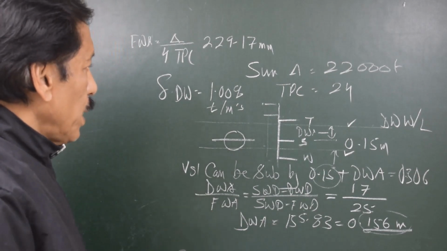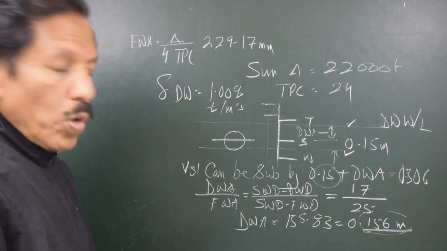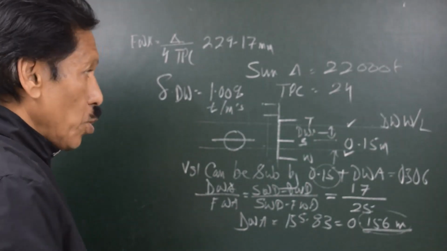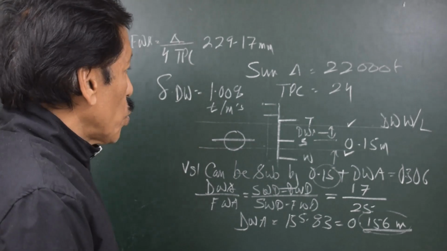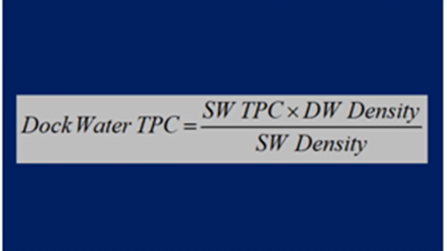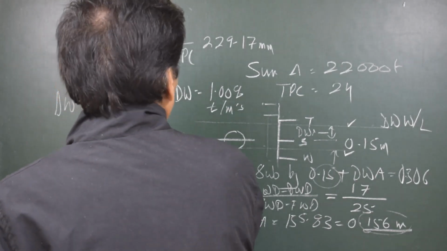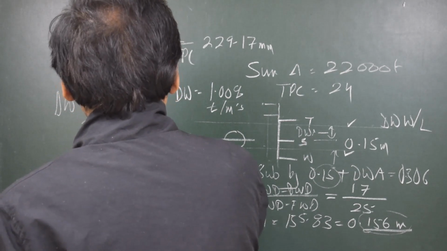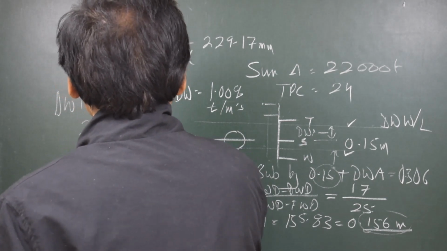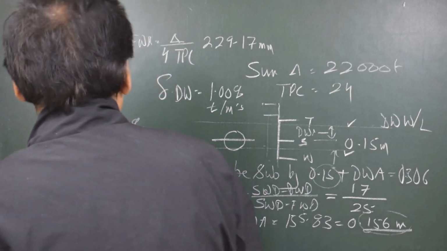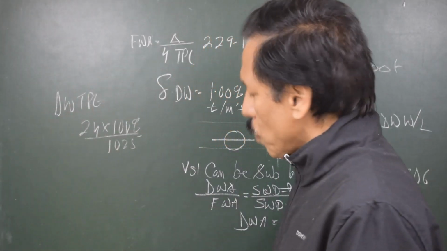Now what is your TPC? TPC is 24. When nothing is stated about the density, you have to assume that the TPC is given for salt water. So what is the dock water TPC? Dock water TPC is equal to salt water TPC, that is 24, multiplied by dock water density 1.008 divided by salt water density 1.025.